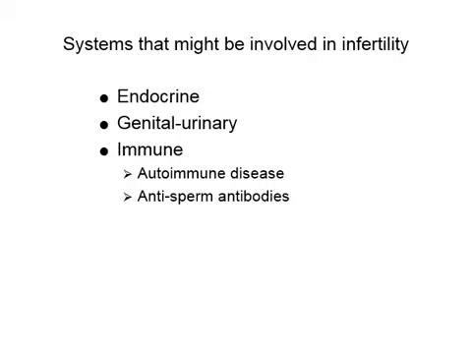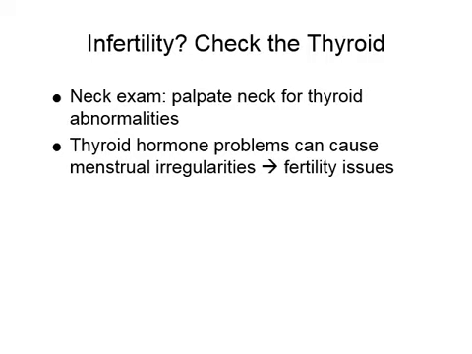A number of systems can become disordered that can lead to infertility. The endocrine system, the genitourinary system, often with structural abnormalities, and the immune system. There are certain autoimmune diseases that can create problems for fertility, and the body can actually produce anti-sperm antibodies. The thyroid should always be checked in any patient who has infertility. Again, infertility, as a reminder to you, the definition is the inability to get pregnant after a year of trying, and the thyroid can be the source of the problem.